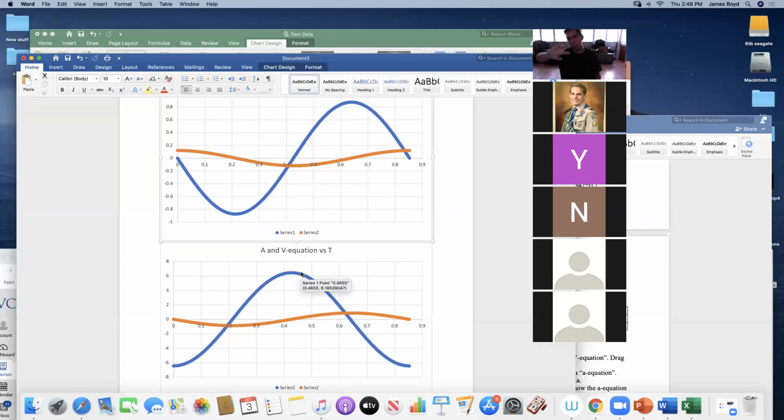So position and acceleration have a sign difference and they have a magnitude difference, but the signs flip between position and acceleration. And for position and acceleration, when the velocity is 0, they're at a maximum magnitude. And when the velocity is a maximum magnitude, the acceleration and the position are at 0. And that's what these two graphs are telling me.